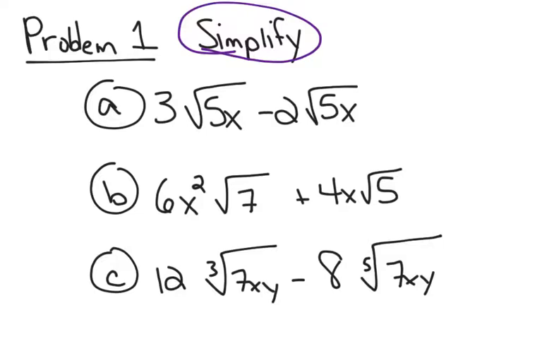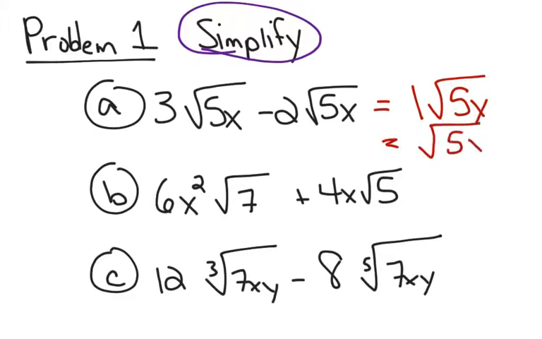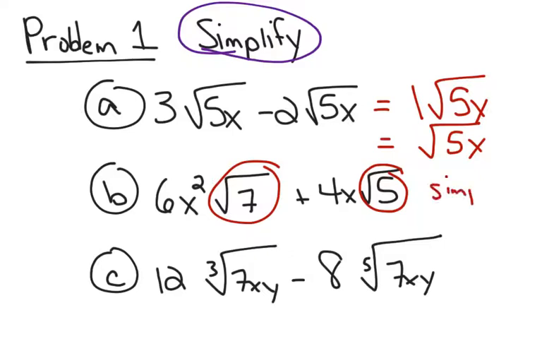So 3 the square root of 5x minus 5 the square root of 5x is 1 the square root of 5x. You don't have to write the 1. We would normally write the answer just like this, because they both had the same radical with the same expression underneath. In part B, 6x squared the square root of 7 plus 4x the square root of 5. They are not like terms because they don't have the same thing under the radical. So we say it's already simplified, or cannot break down any further.